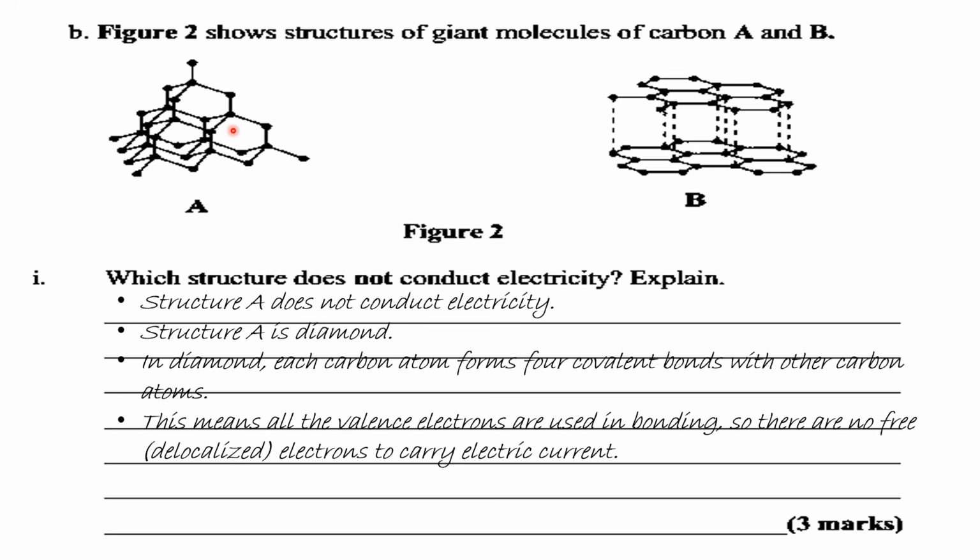Carbon has the tendency to form up to 4 bonds with other atoms. So in a diamond, all the carbon atoms are bonded. Each carbon is bonded to 4 other atoms, leaving no free electrons to carry current. For that reason, A will not conduct electricity. So take note of that.